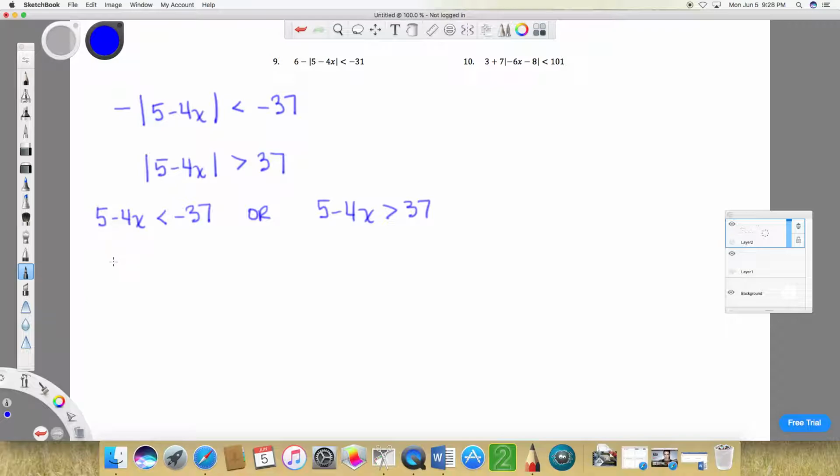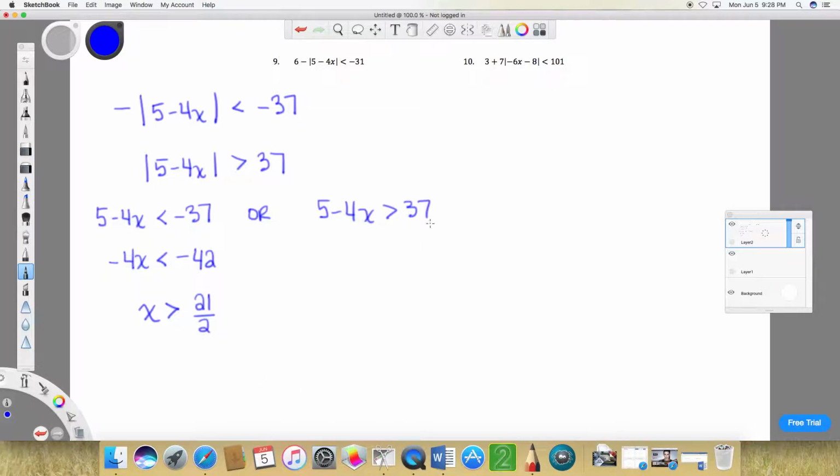So I'm going to subtract 5 from each side, and I get negative 4x is less than, and if I subtract 5, what do I get? A negative 42. And now if I divide both sides by a negative 4, what is 42 divided by 4? 10.5. So it doesn't divide it. So I change the direction of the arrow, and x greater than, and both negative 42 and negative 4, the negative cancels. They're both even numbers. So I'm going to reduce my fraction to 21 over 2.